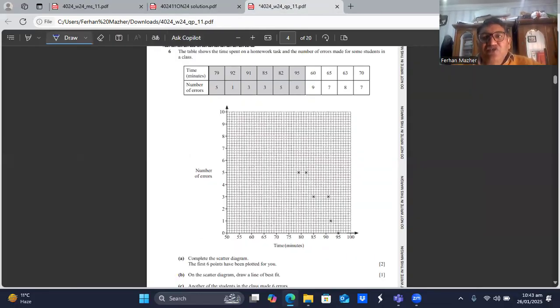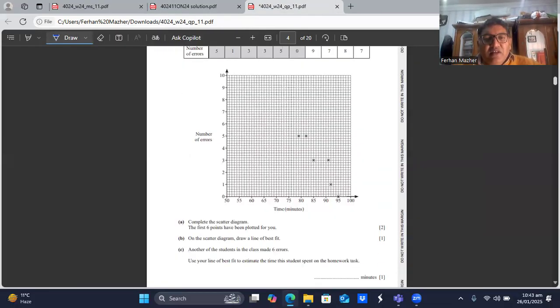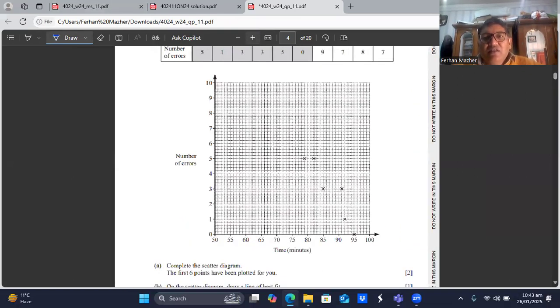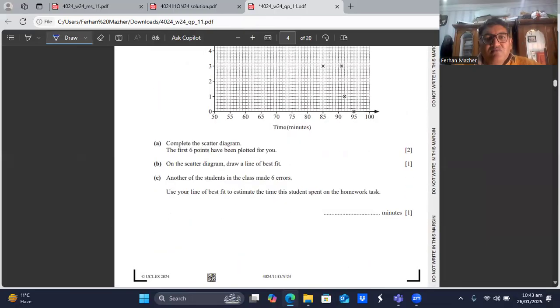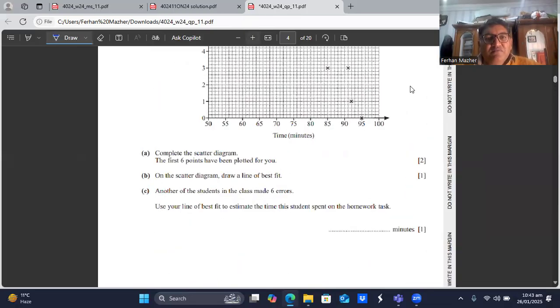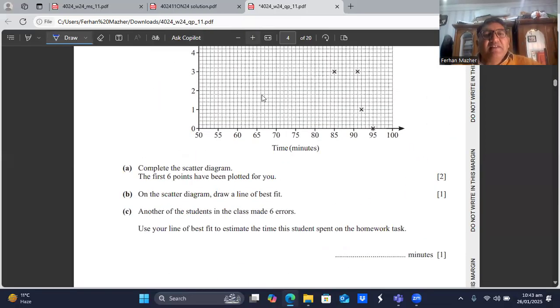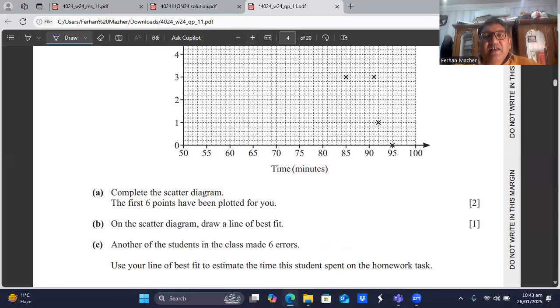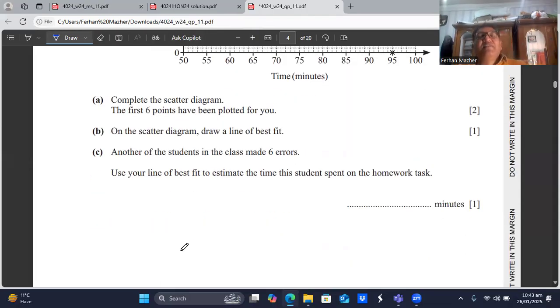Okay, then this is the C part now. It says that another of the students in the class made 6 errors. Use your line of best fit to estimate the time this student spent on the homework task.